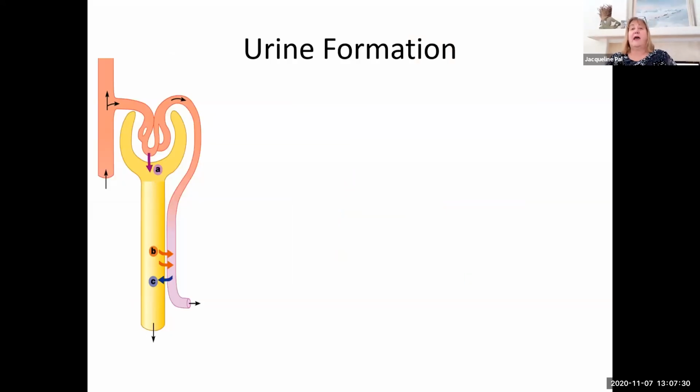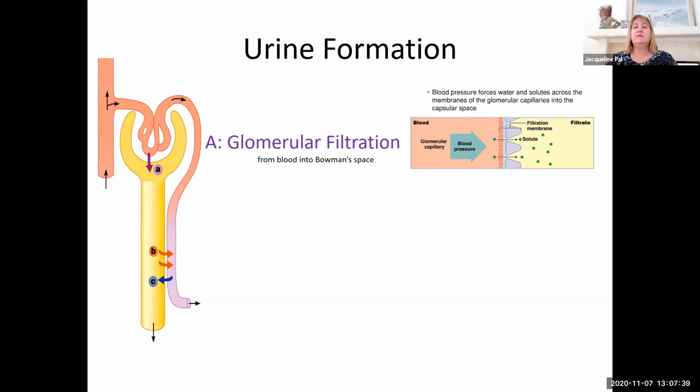Hi, and welcome back. In this section, we are going to learn how urine is formed. There are three basic steps for this. The first step is known as glomerular filtration, where substances that are in the blood will then leave the blood vessels and enter Bowman's space. So this includes fluid as well as solutes.